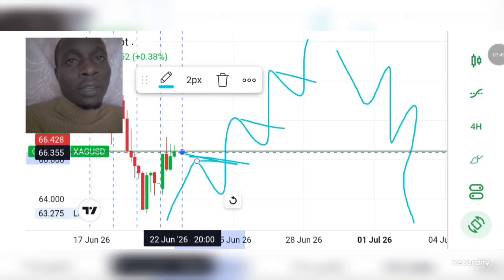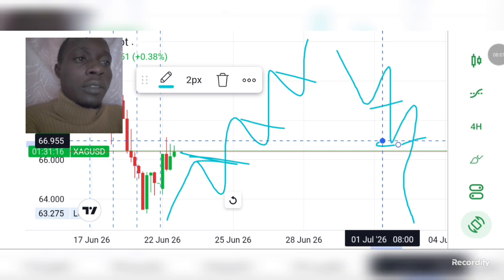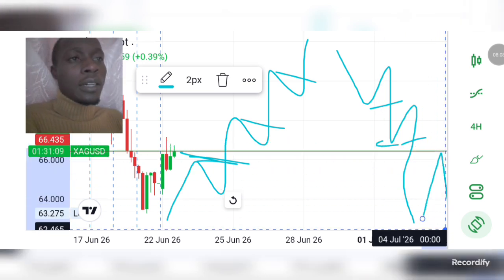Then the break of structure on the bearish trend is on the internal right side, because you see this market formed the breakout structure here, then when it moved from that area, it dropped down again. So this is a bearish scenario.